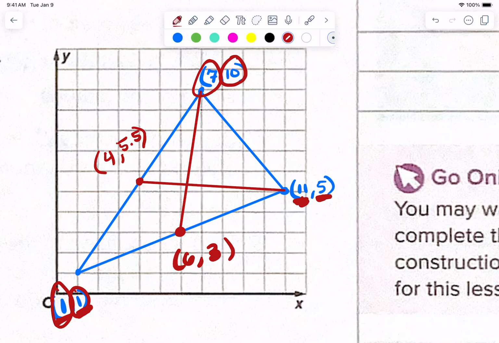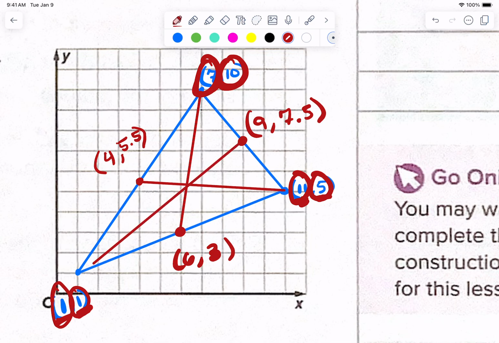Last one. We're trying to find the midpoint over here. So 7 and 11 is 18 divided by 2, which is 9. Then 10 and 5 is 15 divided by 2, so 7.5. (9, 7.5) is that point right there, and we're going to connect it back. Hey, they all kind of met in the same spot.